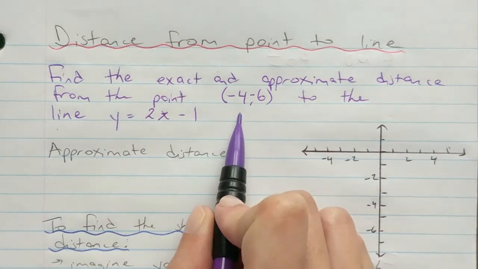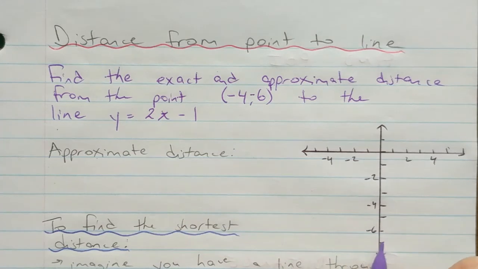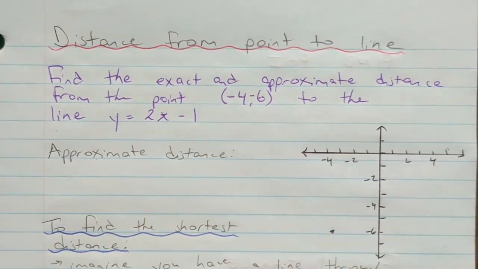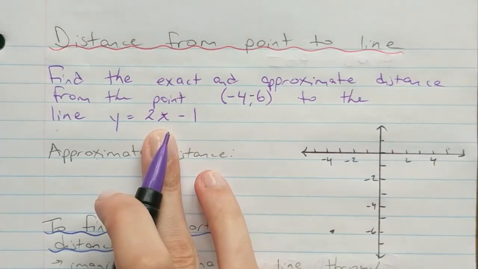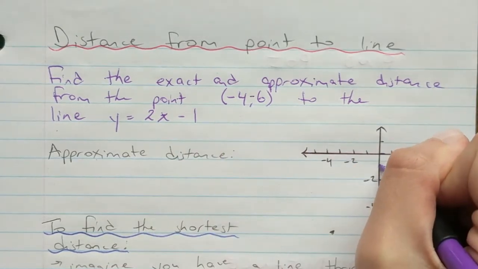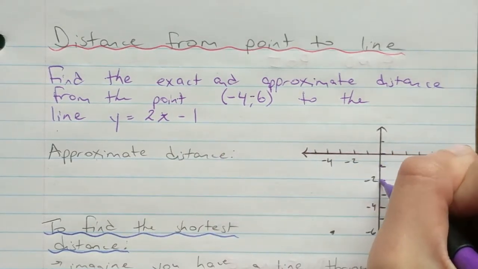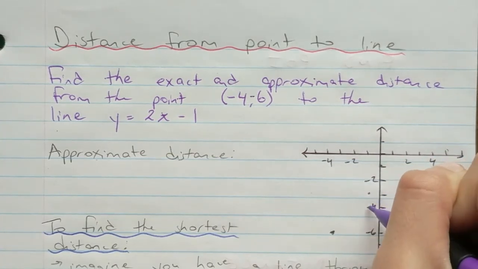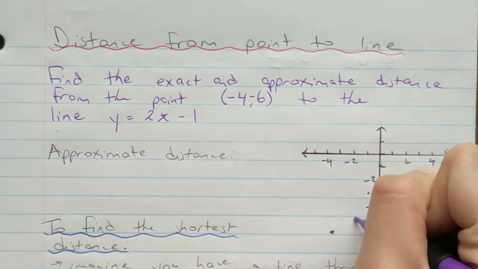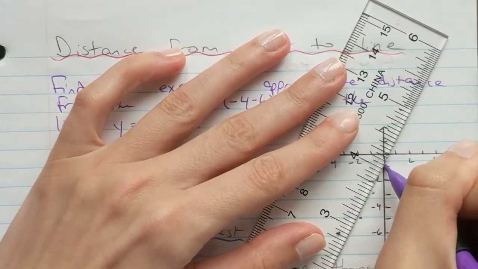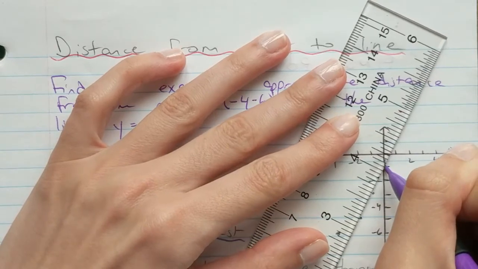Let's go ahead and start by plotting this information on our grid over here. I'm going to start by plotting my point. -4, -6 is roughly right about there. I am then going to plot my graph. I'm going to start at my y-intercept of -1. I'm going to go up 2 to the right by 1. We can go ahead and plot this. Again, this is just approximate. It doesn't need to be perfect.